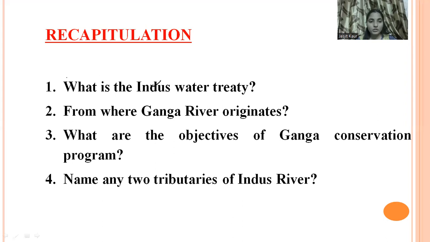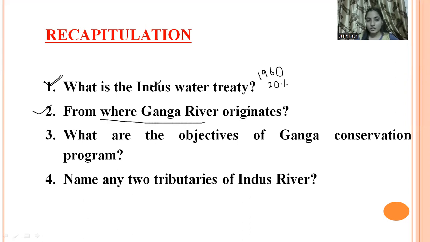The first question is, what is the Indus Water Treaty? Yes, it's a treaty between India and Pakistan signed in 1960, where India is allowed to use only 20% of Indus water. Now, the second question is, from where did the Ganga river originate? Yes, it originated in Uttarakhand, and at that point it is known as Gaumukh.